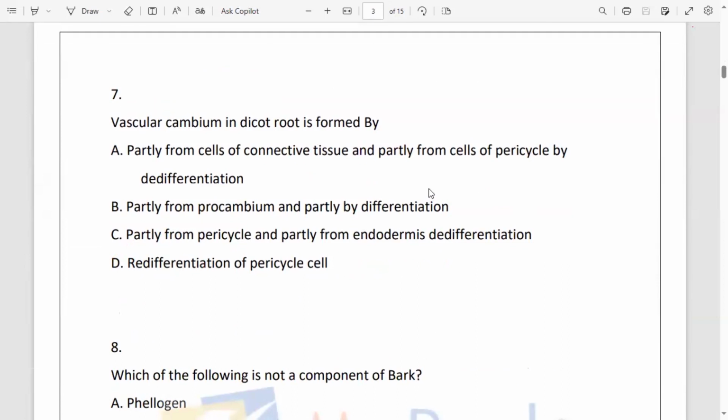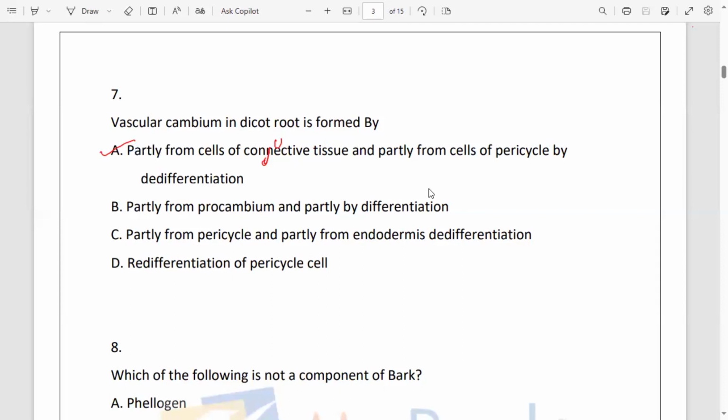Vascular cambium in dicot root is formed by partly from cells of connective tissue and partly from cells of pericycle by dedifferentiation, partly from procambium and partly by differentiation, partly from pericycle and partly from endodermis by dedifferentiation, redifferentiation of pericycle. So here the answer is partly from cells of conjunctive tissue and partly from cells of pericycle by dedifferentiation.